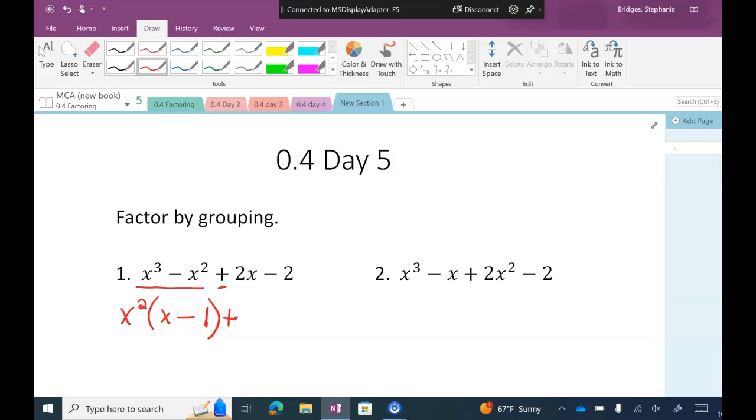Now I want to group the second two terms and look at what those two have in common. They have a 2, so let's pull that 2 out. If I divide 2x by 2, I'm left with x. And if I take that negative 2 and divide it by 2, I'm left with a negative 1.